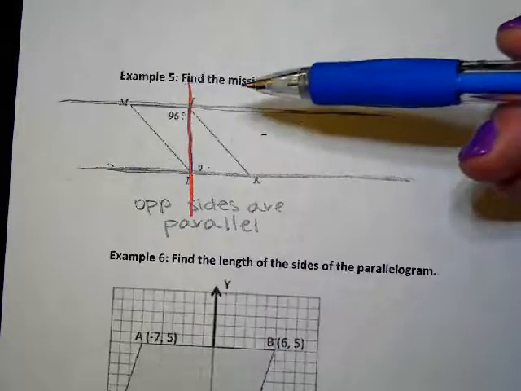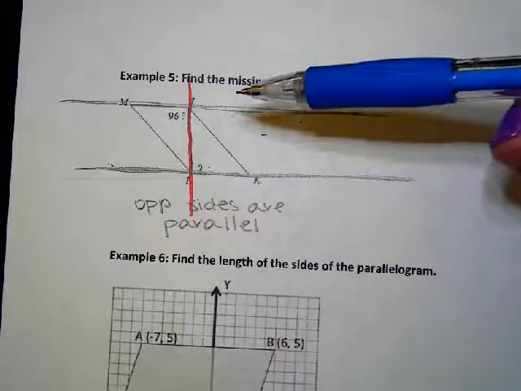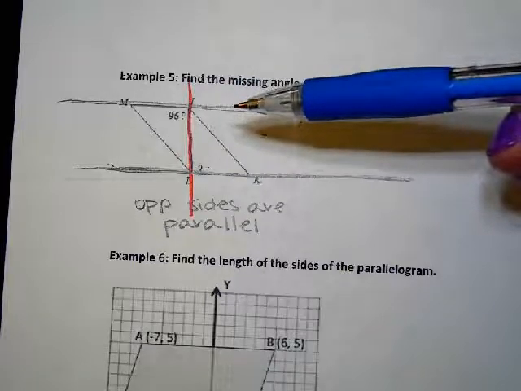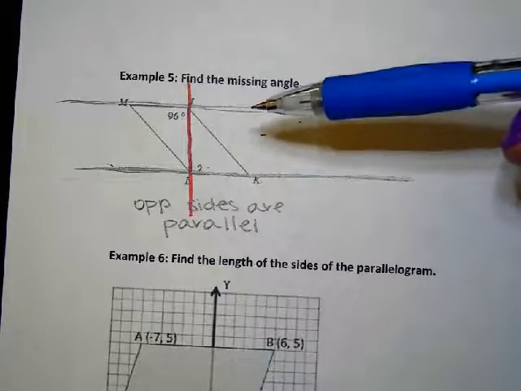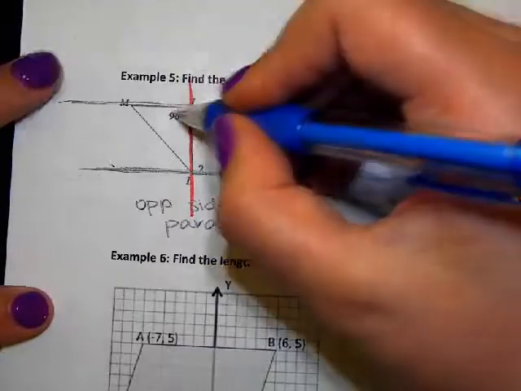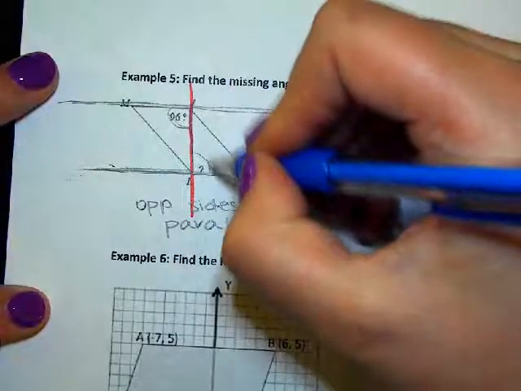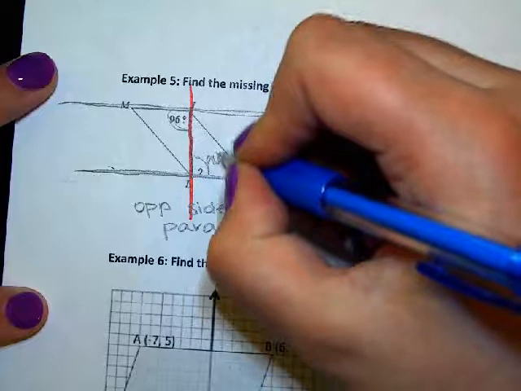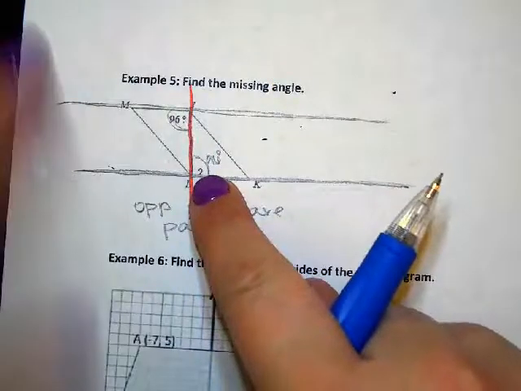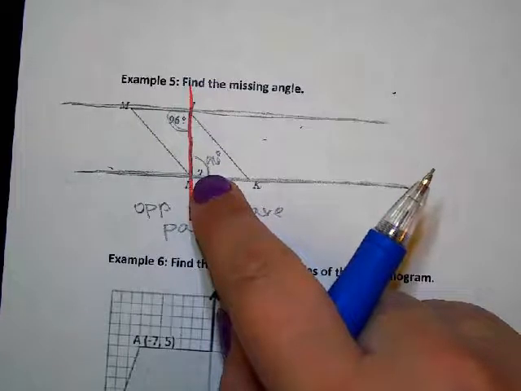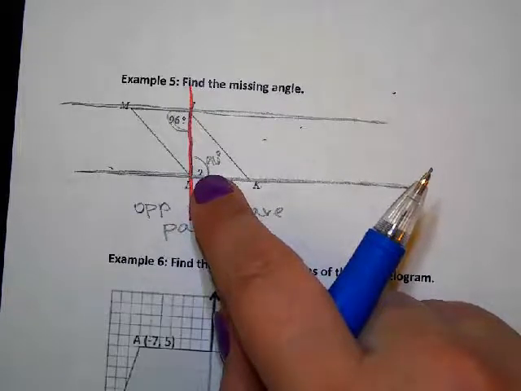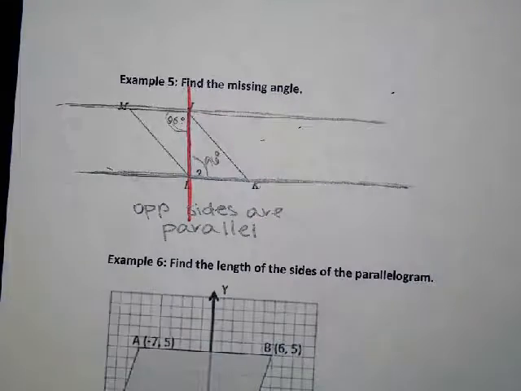Not vertical. They're alternate interior angles, and alternate interior angles are the same. So this angle and this angle are the same. These are both 96 degrees. This picture in particular seems to be pretty common with parallelograms, where they will give you one of the angles and then you'll use alternate interior angles specifically, not all of the relationships from Math 2, to find a missing angle.